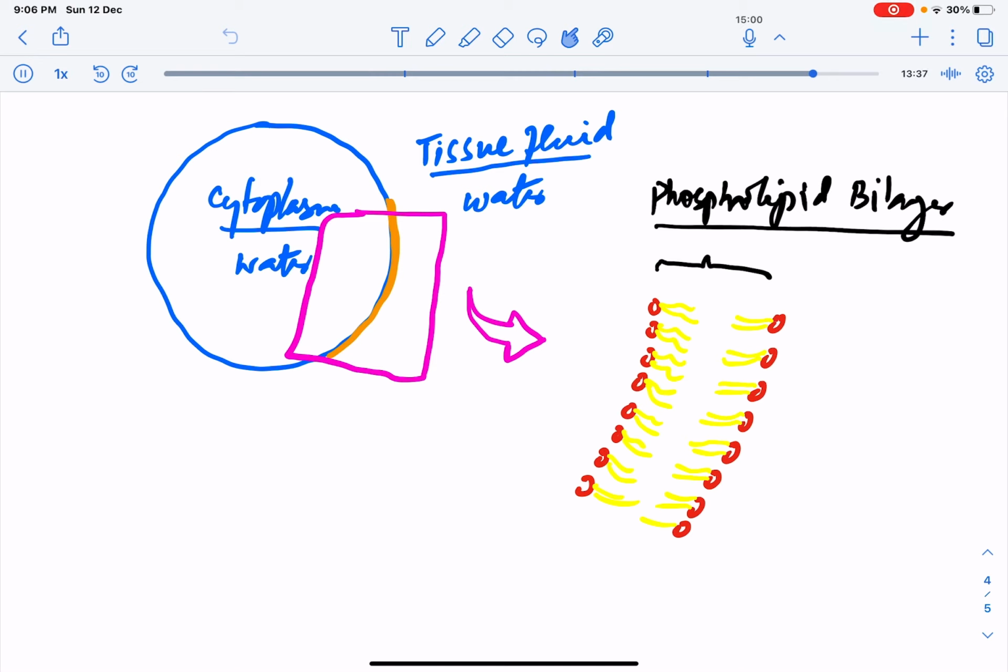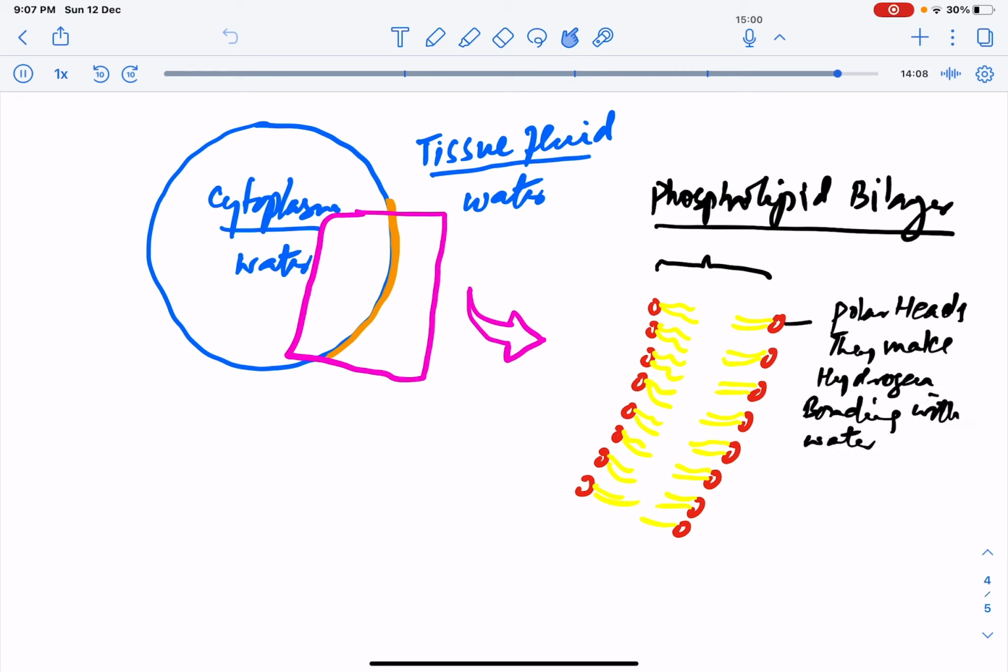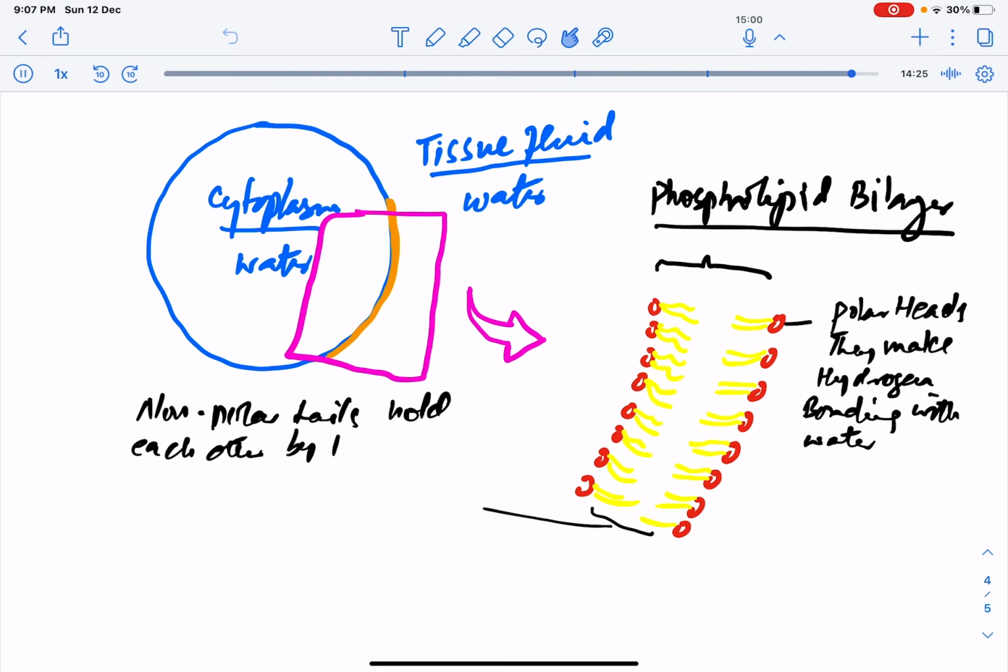In this phospholipid bilayer, polar heads are directed outwards, so these polar heads make hydrogen bonding with water on the outside, whereas these non-polar tails hold each other by hydrophobic interaction, and they also provide a hydrophobic barrier.